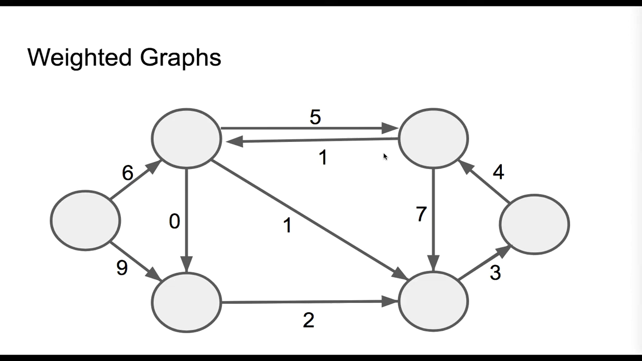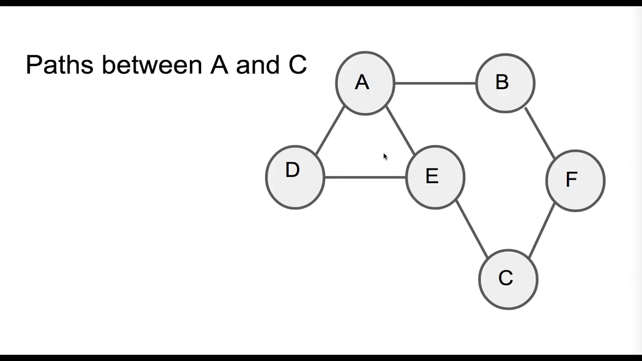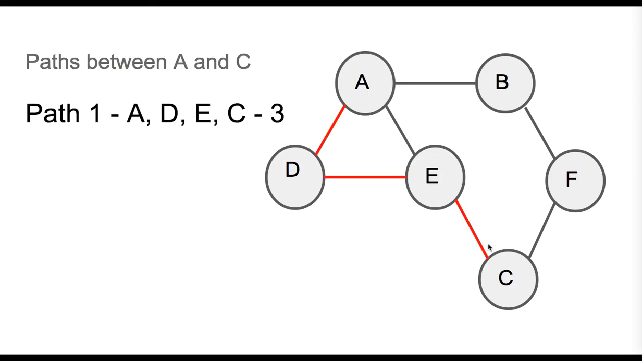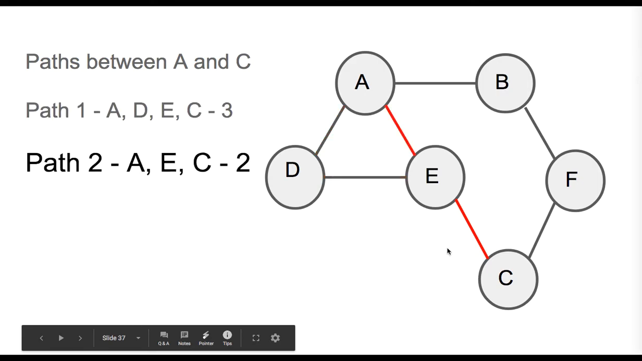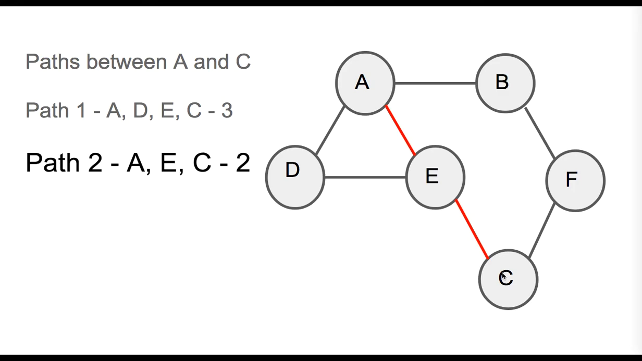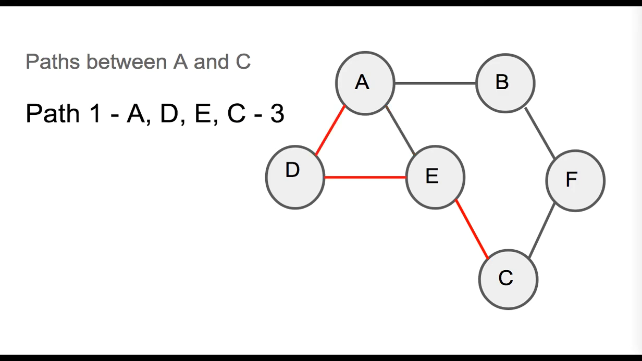Now, why do we care about these things? Say we're in location A and we want to get to location C. There are 3 ways we could do this. We could go from A to D to E to C, and that is a path of 3 steps: 1, 2, 3 steps from A to C. We could also go from A to E to C, and this is a 2-step path, so that looks faster to us than our 3-step path.